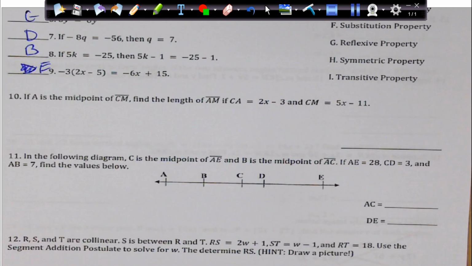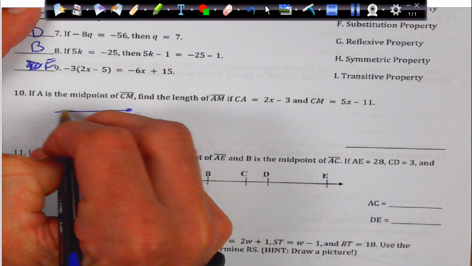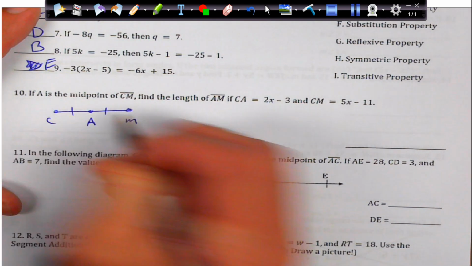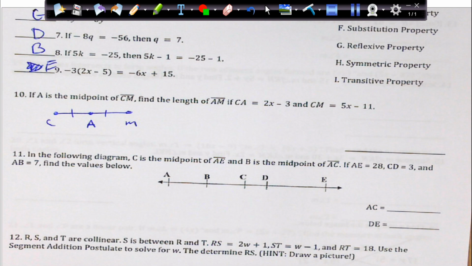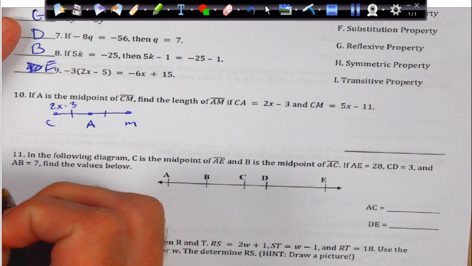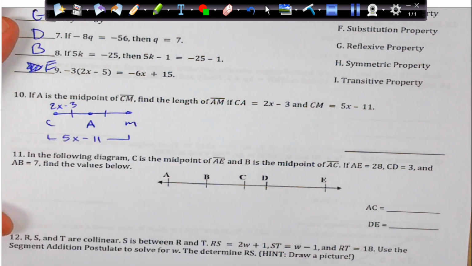It's just studying. All right, a lot of these questions, it's a good idea to draw a picture. It says A is the midpoint of CM. So I'm going to write CM. A is the midpoint. As soon as I hear A is the midpoint, I'm marking those congruent. And it says CA is 2x minus 3. And CM is 5x minus 11. Now this is why I want to draw a picture.